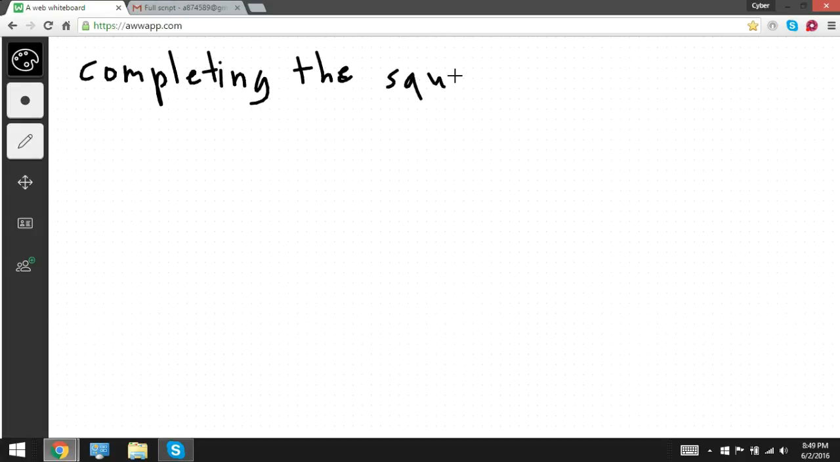Alright, now for our third and final method, completing the square. Sorry, I'm a slow writer. Completing the square. Okay, and let's take an example. x squared plus 8x plus 3 equals 12.